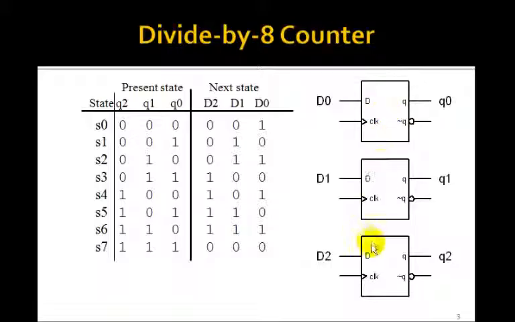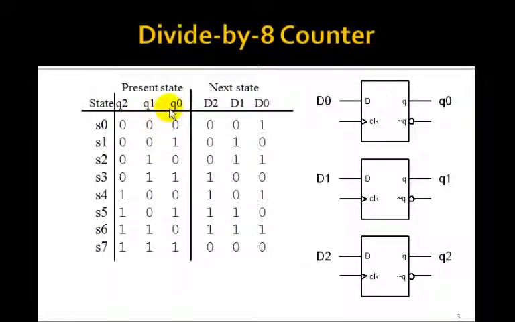We need 3 flip-flops because we have 3 bits, Q2, Q1, Q0. So we'll have a flip-flop for each bit. Each one will have an input D, D0, D1, D2. And here's the truth table for the counter. We've listed the 7 states, S0 to S7, and then we've shown the present state. The present state is indicated by the outputs of the flip-flops.